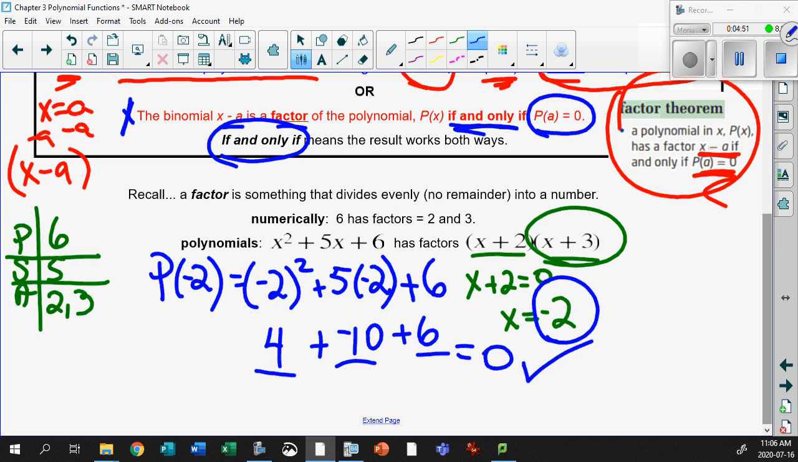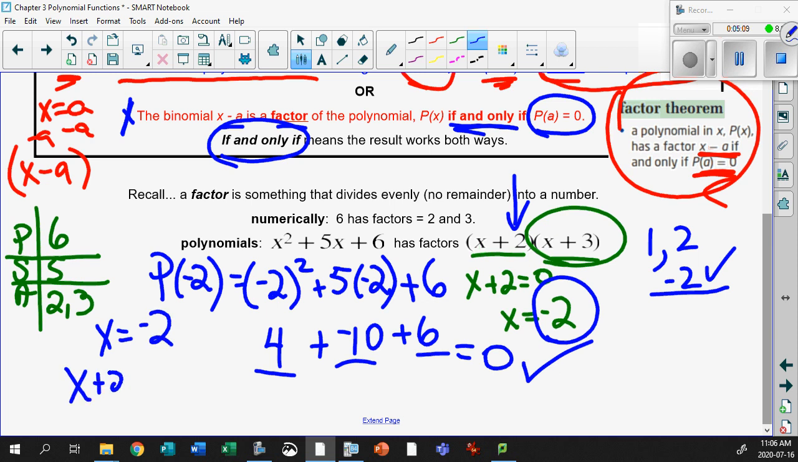So if I would have been able to guess this factor just by trying numbers, like try 1, see if it works. Try 2, oh my God, 2 doesn't work. Let's try negative 2. Oh, that works. That tells you right away that you could have said x equals negative 2 works, so guess what? x plus 2 is a factor of the original polynomial.